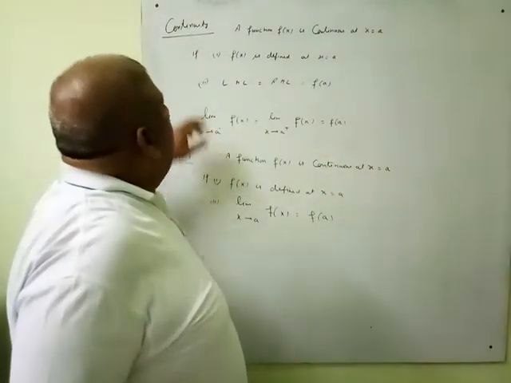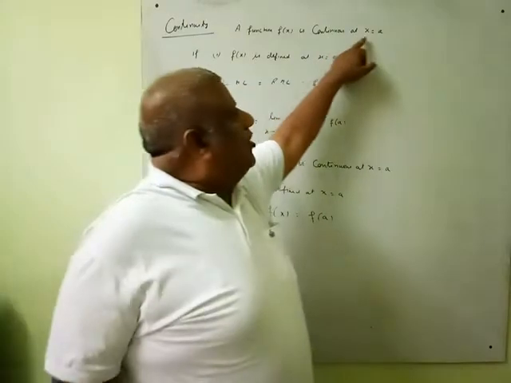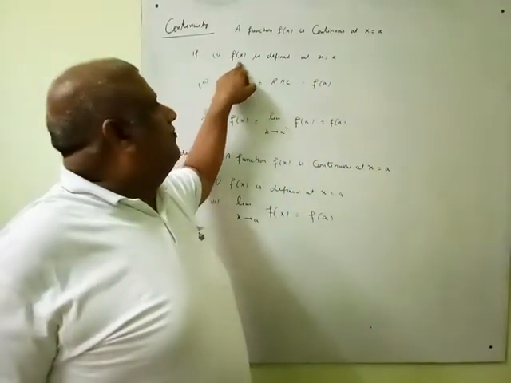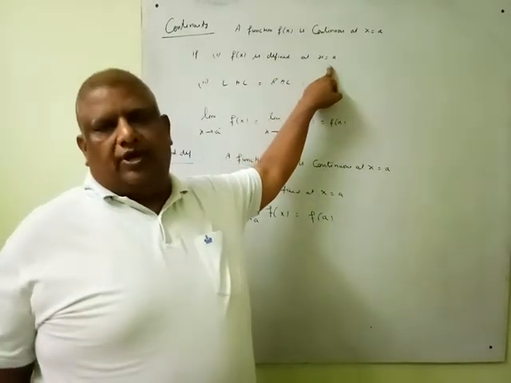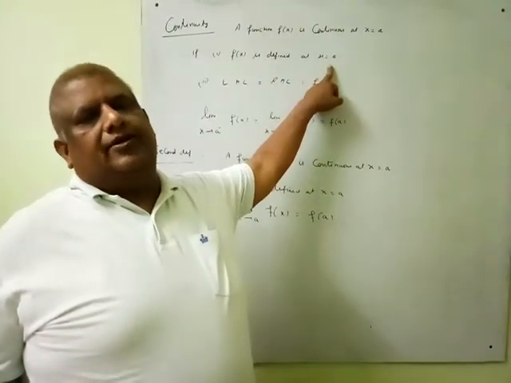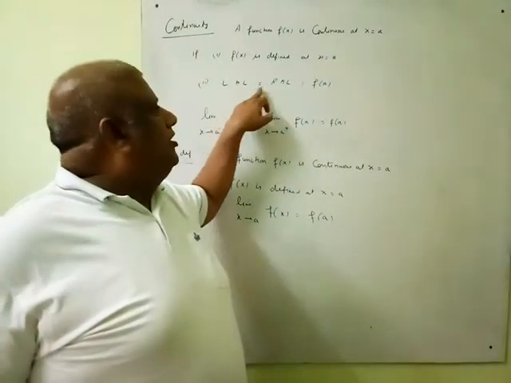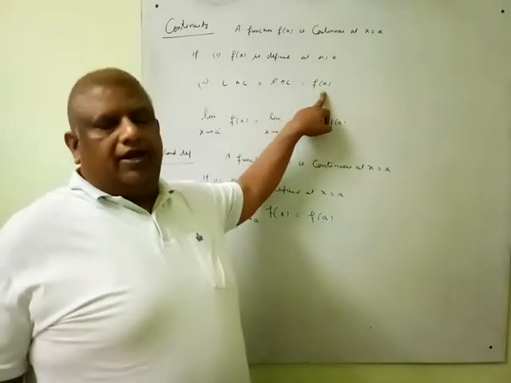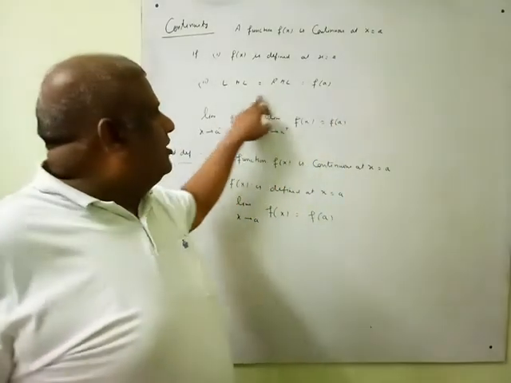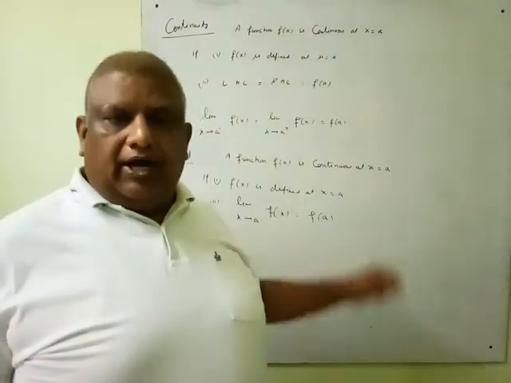What is continuity? A function f(x) is continuous at point x equal to a if, first, f(x) is defined at x equal to a. The function f(x) must exist at that point, and left hand limit is equal to right hand limit and equal to the value of the function at that point. If these three are equal, then we say that the function is continuous at that point.